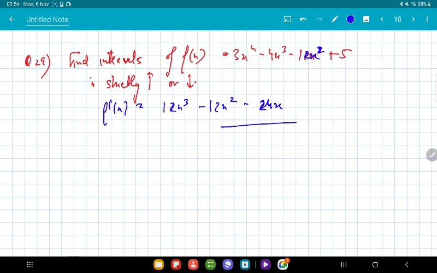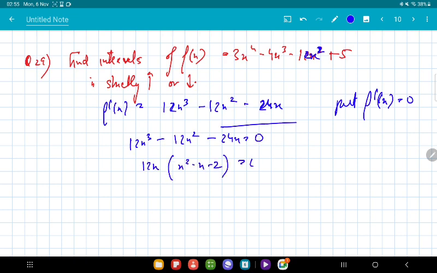So put it equal to 0. Put this f dash of x equals 0. 12x cube minus 12x square minus 24x equals 0. 12x (x square minus x minus 2) equals 0. You will get x (x plus 1)(x minus 2) equals 0. So x equal to 0, minus 1 or 2 you are getting.